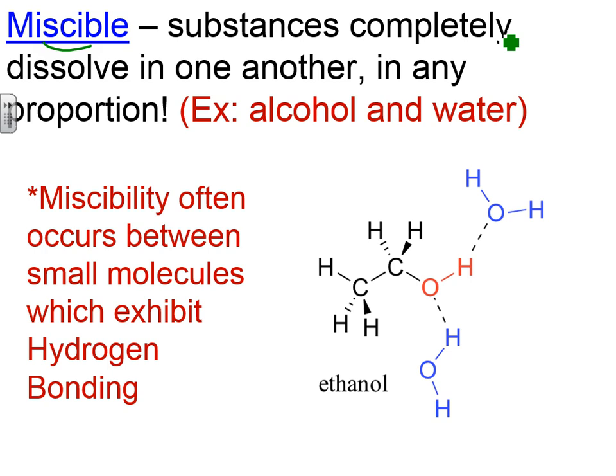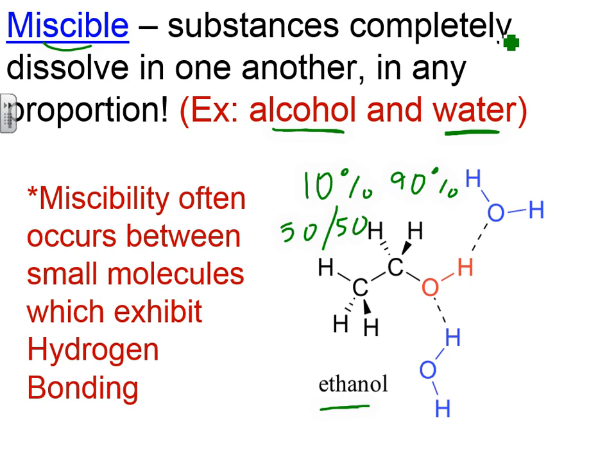A famous example of this is alcohol and water. And the alcohol I'm referring to is ethanol, this alcohol here. Now, you can dissolve 10% alcohol in 90% water, you could get 20%, you can do a 50-50 mixture. You can flip it, you can do a 90-10 mixture, so the ethanol can become the solvent, the water can become the solute. That's what we mean by miscible.